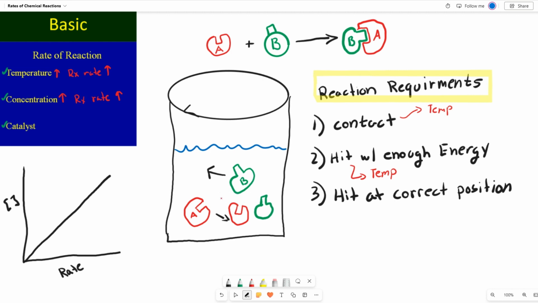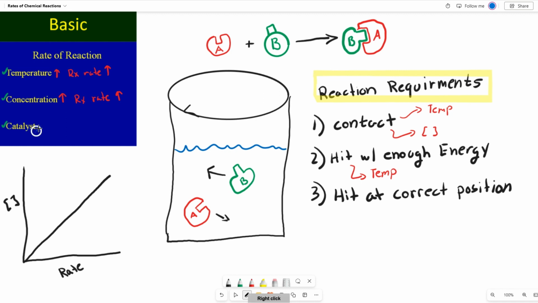Just think of a room and you have 10 people blindfolded in the room and you have them walk around until they bump into each other. But now double the amount of people in the room. They're going to bump into each other twice as often. So what increasing the concentration does is it increases the chance of contact. So concentration increases the chance of the molecules bumping into each other. It doesn't do anything with the energy, but at least they hit each other more often. So that's how increasing the concentration will affect the rate or the speed of the reaction.